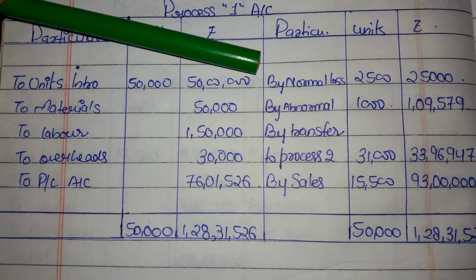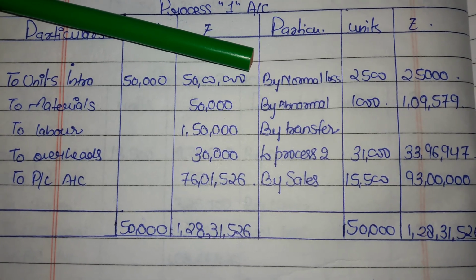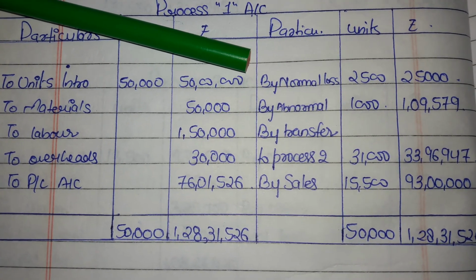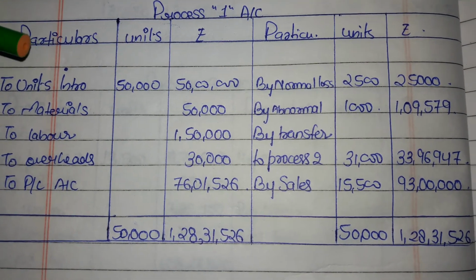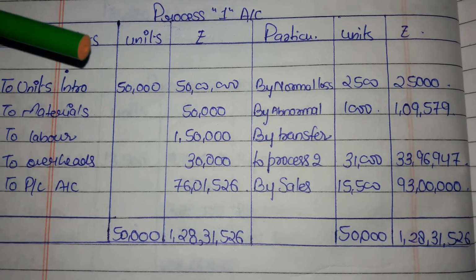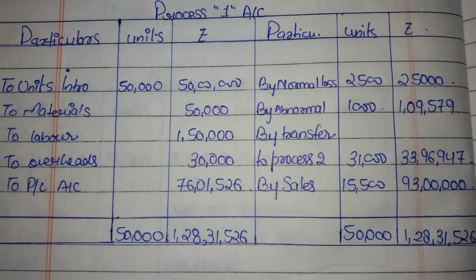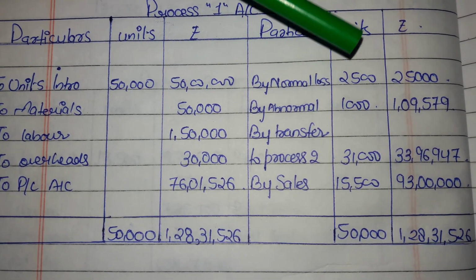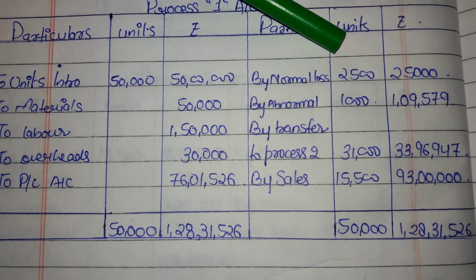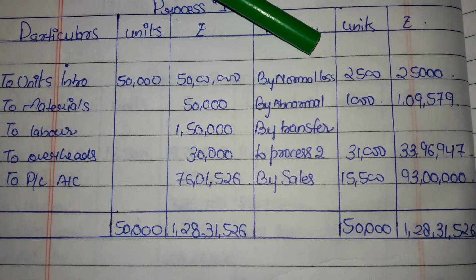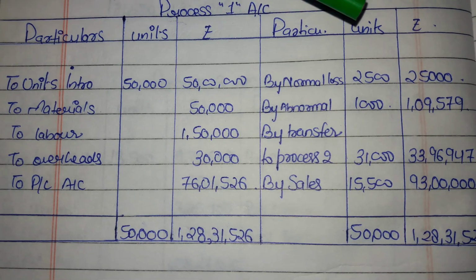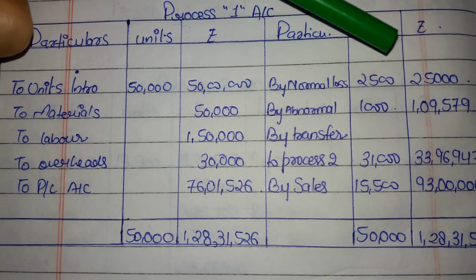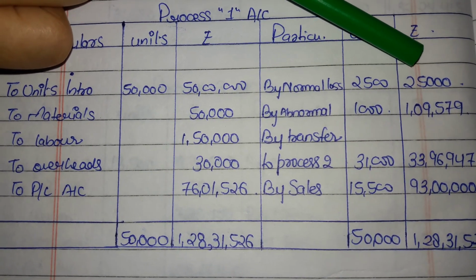Now, normal loss. The normal loss was 5%, as we have seen in the question in our previous video. So 5% of the units introduced, and the units introduced are 50,000. 5% of 50,000 will be 2,500, because your normal loss is sold at the scrap value. The scrap value given for process 1 in the question was rupees 10. So we'll multiply 2,500 with 10. 2,500 into 10 is 25,000.